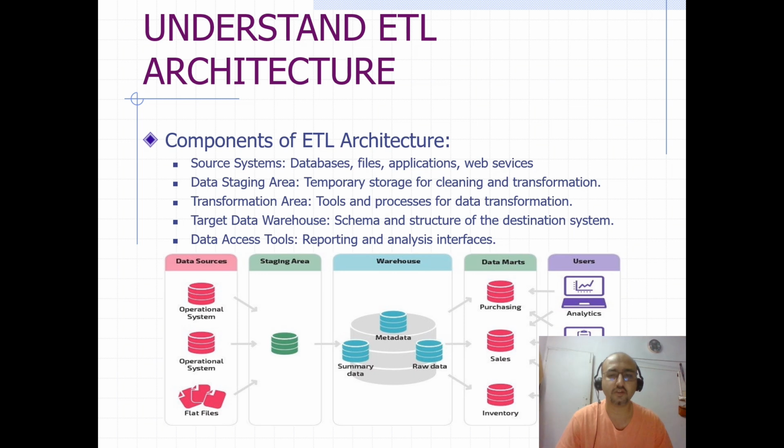The transformation area is nothing but the warehouse where the tools and the process of data transformation happen, like we use Excel, SQL tools, software tools we can say. And the target data warehouse means the schema and the structure where the system has been prepared, from where we can extract the data and use it for our analytics. So the last phase is data access tools, to report and analyze the data. We use that data. So that is what we use in the architecture. This is what the architecture looks like.